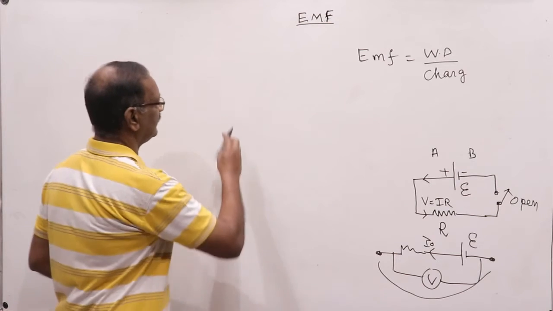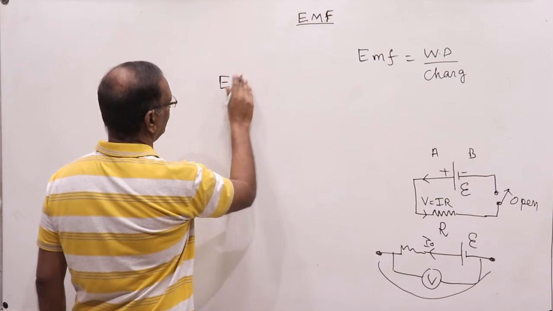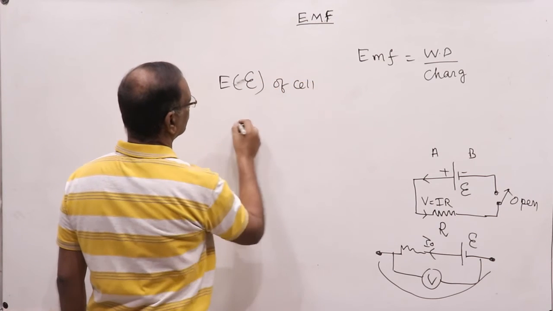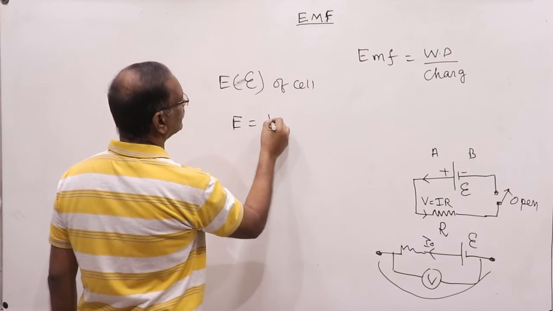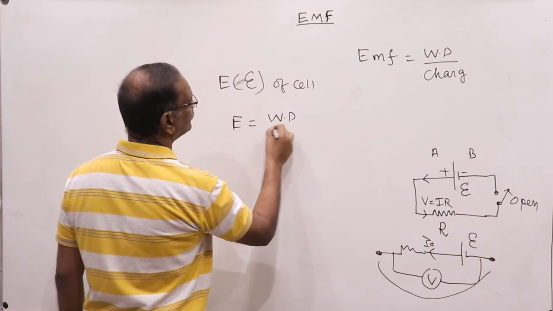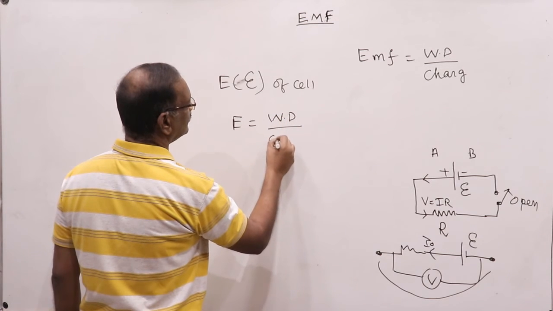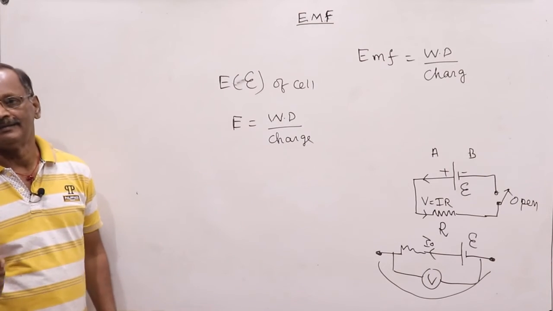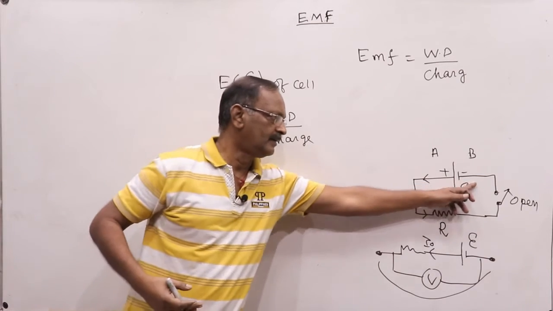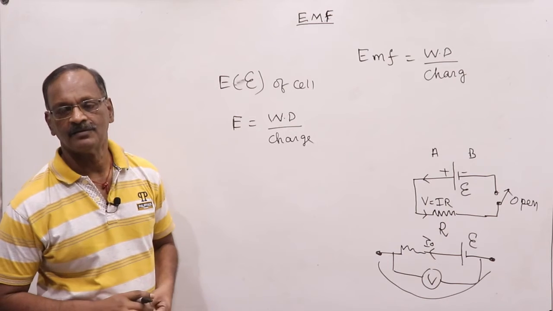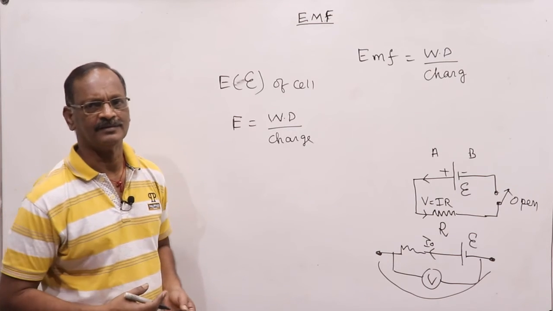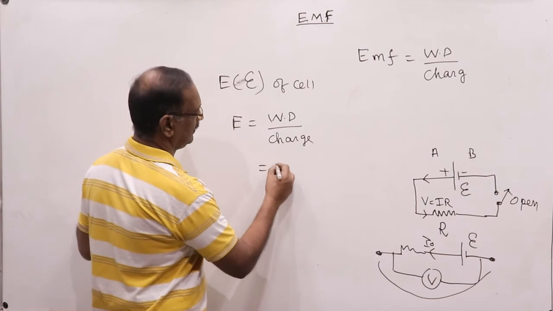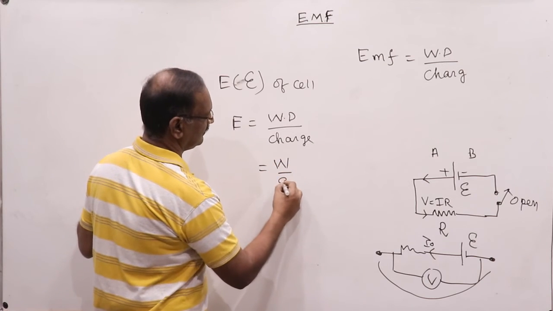What is EMF of a cell? EMF of a cell is equal to the work done in bringing a unit charge from the lower terminal to the higher terminal when the circuit is open. Let us prove it also. E, the EMF of the cell, is equal to work done by charge, or we can write work done divided by charge.